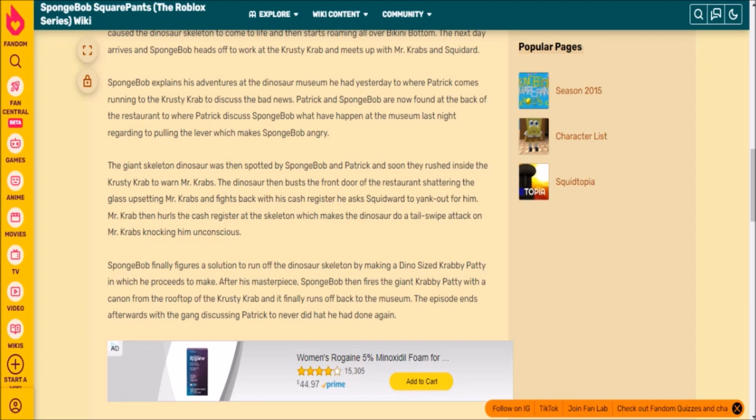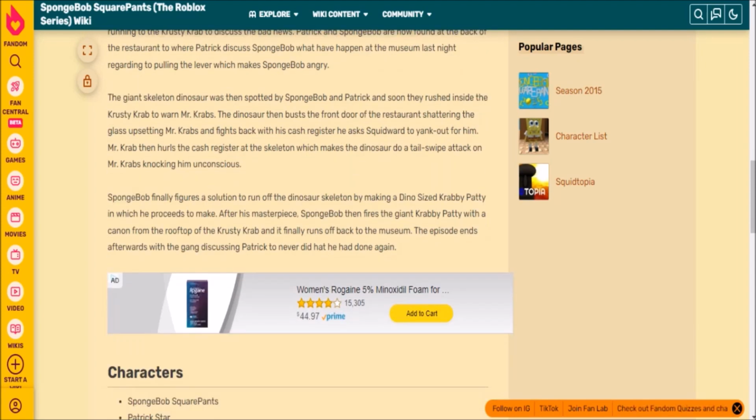The giant skeleton dinosaur was then spotted by SpongeBob and Patrick, and soon they rushed inside the Krusty Krab to warn Mr. Krabs. The dinosaur then busts the door of the restaurant, shattering the glass, upsetting Mr. Krabs, who fights back with his cash register he asks Squidward to yank out for him. Mr. Krabs then hurls the cash register at the skeleton, which makes the dinosaur do a tail swipe attack on Mr. Krabs, knocking him unconscious.